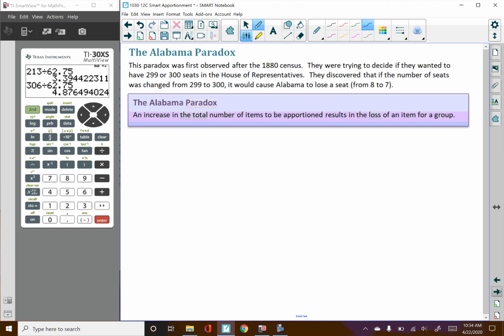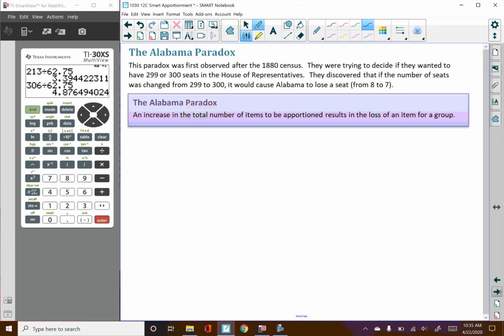One of the problems with this method of apportionment is called the Alabama paradox. It's called that because in 1880 in the United States, they were trying to decide if they wanted to have 299 seats in the House of Representatives or add another seat and make it 300. But they discovered that if they changed the number from 299 to 300, it would cause Alabama to lose a seat. They currently had 8, and if they added 1 more seat, the apportionment would change so that they ended up with only 7. So it's called the Alabama paradox.